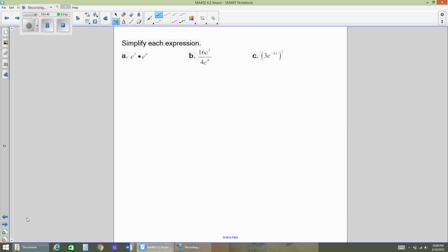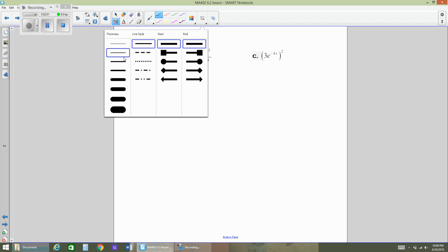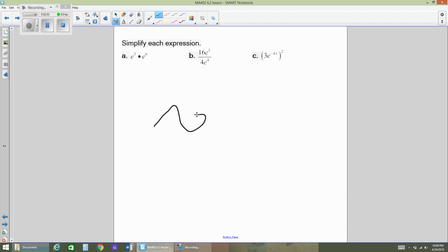All right, it says simplify each expression. The nice thing is that e is just considered a base, just like we would consider any variable like x or y, how we were doing this in chapter 5. So if you have e to the third power times e to the sixth power, you simply add the powers. You add the powers and you're done. So it's e to the ninth.